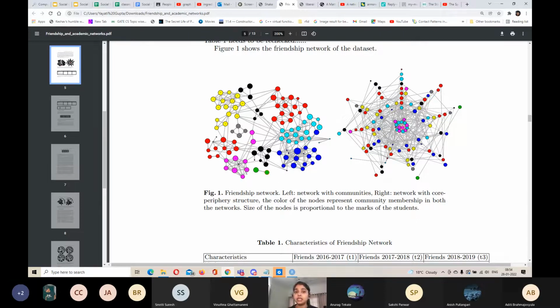As you see in this network, students make communities. So there is this bunch of students here who talk more with each other. They talk less with others. And you will see such communities in almost every network.